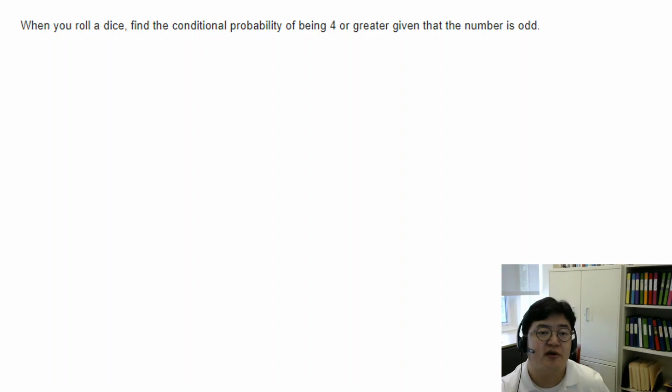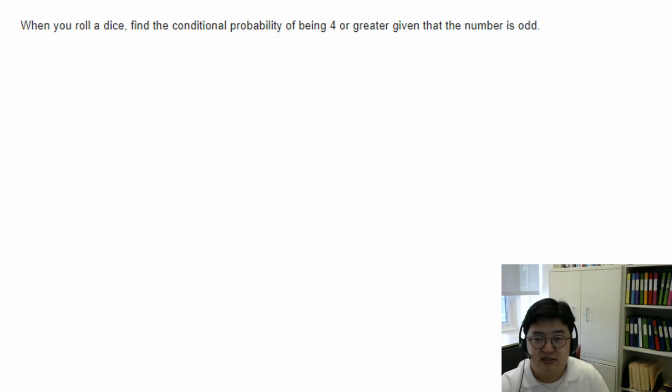Okay, the first one, the simplest possible conditional probability, rolling a dice. When you roll a dice, find the conditional probability of a 4 or greater outcome, given that the outcome is odd. It is simple, but let me explain what it means.